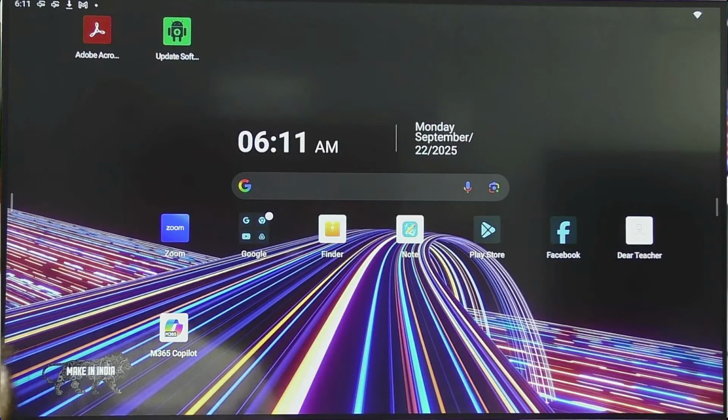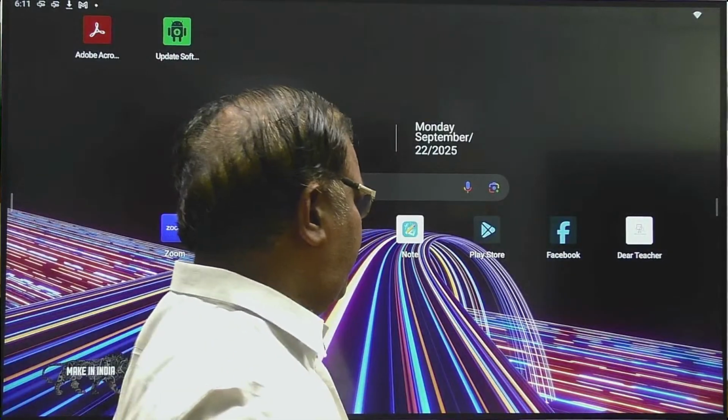Now what I will do, I will teach angles and then I'll pack up for today. So my board is ready, and then I will go towards the board.